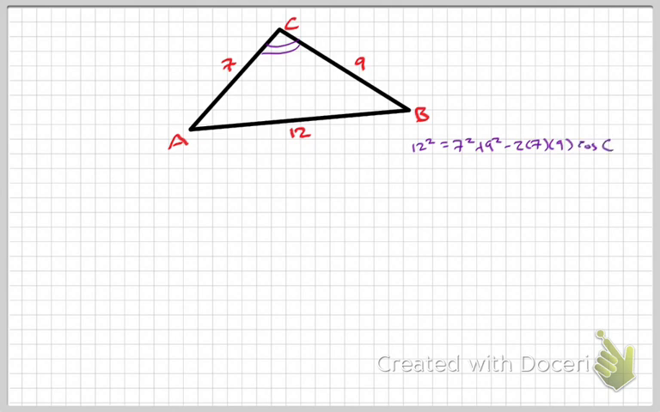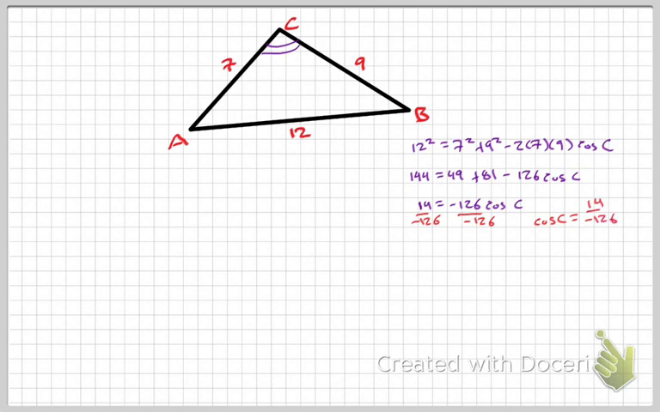Multiply everything out. 144 equals 49 plus 81. 7 times 2 is 14. 14 times 9 is 126. Cosine of C. Subtract the 49 and the 81 to the left. 144 minus 49 minus 81 is 14. So 14 equals negative 126 cosine of C. Divide by negative 126. So cosine of C equals 14 over negative 126.